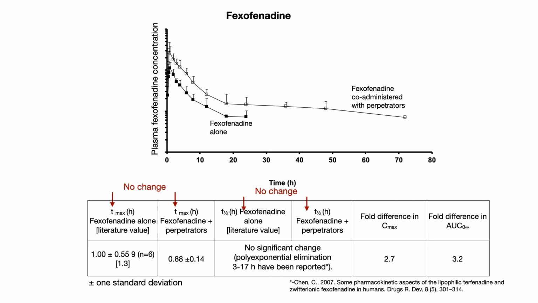It's actually very hard to come up with a single number for half-life because the elimination is polyexponential. If you look at the literature, half-lives anywhere between 3 and 17 hours have been reported, depending upon how they've done the calculation. So what we're doing here is looking at the shape of the curve, and by the shape you can see Flexophenidine alone and that co-administered with the perpetrators, they're parallel curves, so there's no change in the half-life.